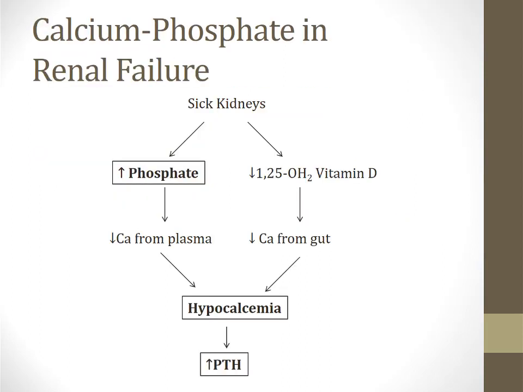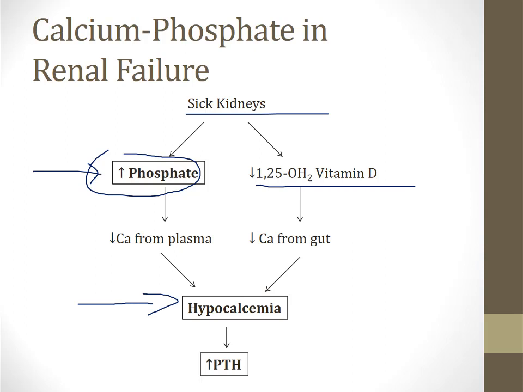Patients who have renal failure classically develop hyperphosphatemia and hypocalcemia. The reason this happens is because when the kidneys are sick, they cannot excrete phosphate, and that raises the serum phosphate levels. In addition, sick kidneys cannot activate vitamin D, so you have a fall in the active form of vitamin D, 1,25-OH vitamin D. This leads to less calcium from the gut, and that contributes to hypocalcemia. In addition, the elevated phosphate pulls calcium out of the plasma, and this also leads to hypocalcemia.